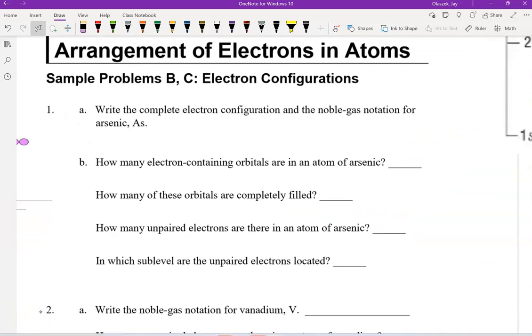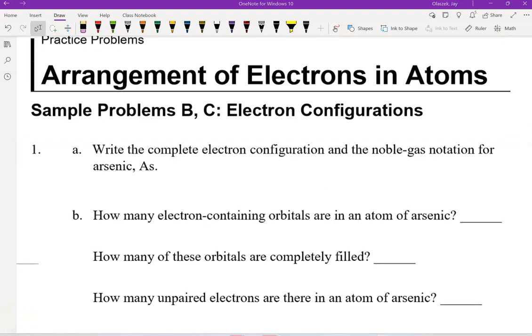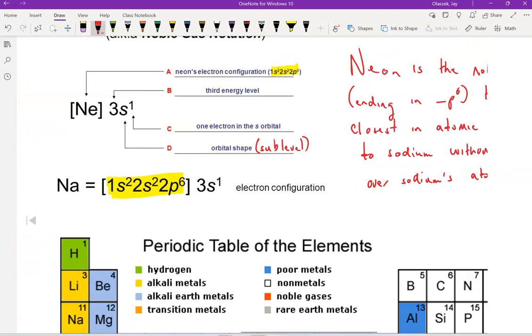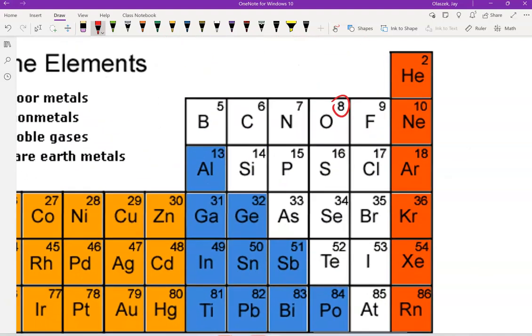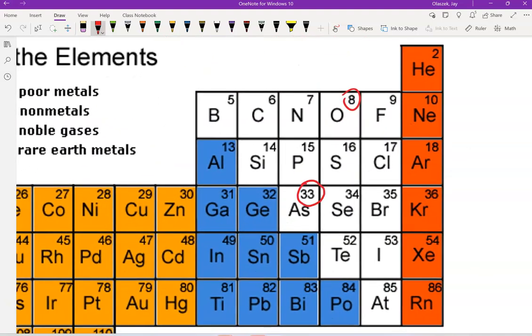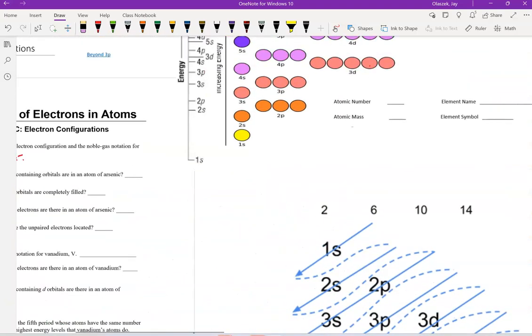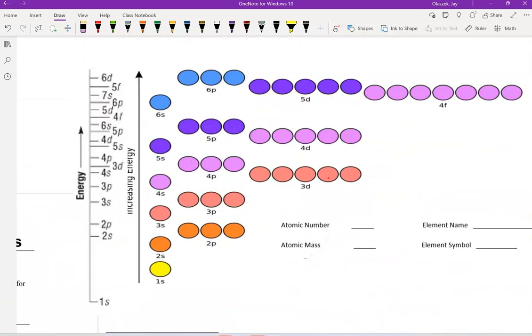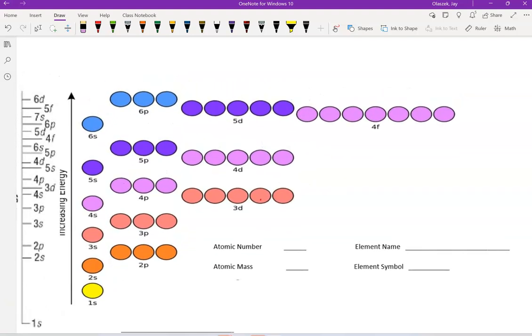Write the electron configuration and noble gas notation for arsenic. We're looking at the periodic table, and we know that arsenic has got 33 electrons. I'm getting that because the periodic table tells us that arsenic has an atomic number of 33. That means it has 33 electrons. So where are we going to put them? Let's use this grid. We're going to fill these in order of lowest energy.